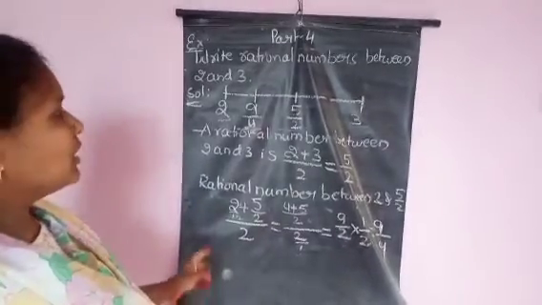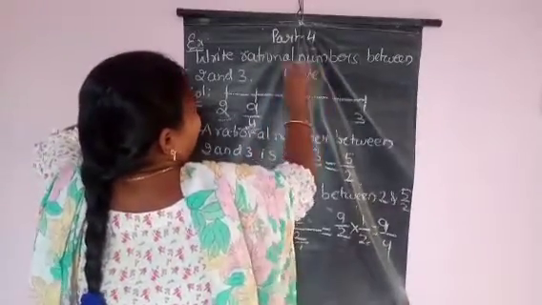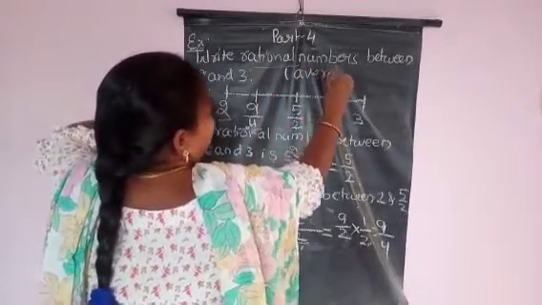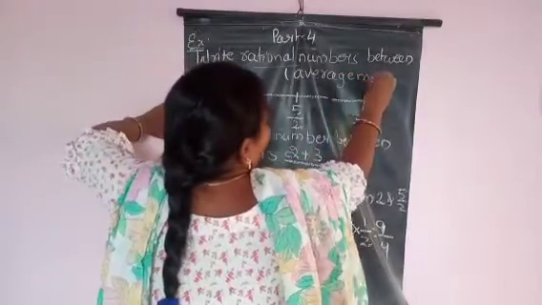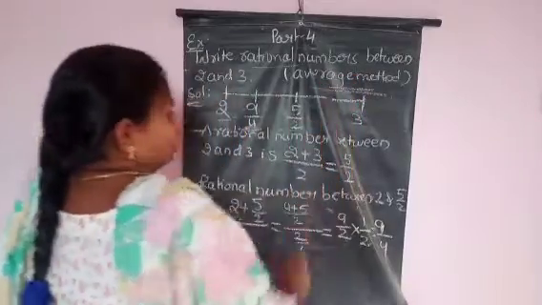First write this method, and this method is called the average method. Finding the rational numbers between rational numbers by using the average method. By finding the average, we can find these. Okay, write these.